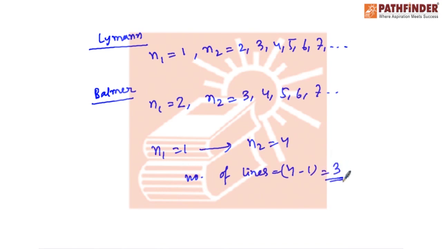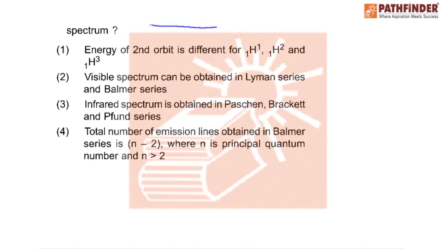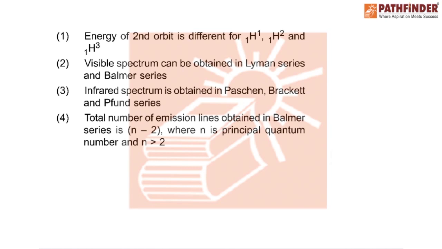Now let us have a look at a problem. What is it asking? Which statement is or are correct about the hydrogen spectrum? Is or are correct, which means there can be more than one answer. So let us take a look. Energy of the second orbit is different for 1H1, 1H2 and 1H3, that is protium, deuterium and tritium.